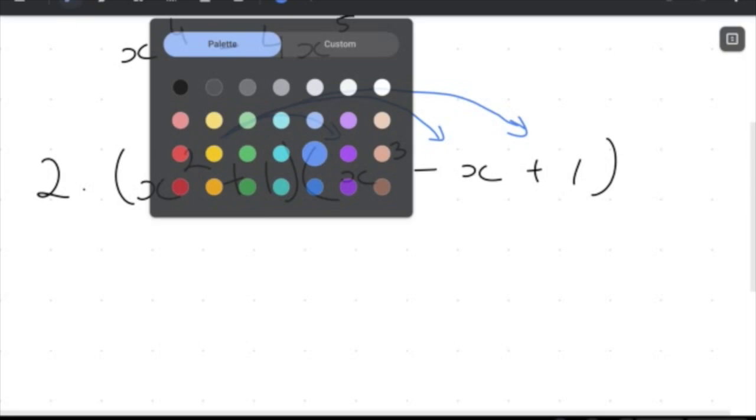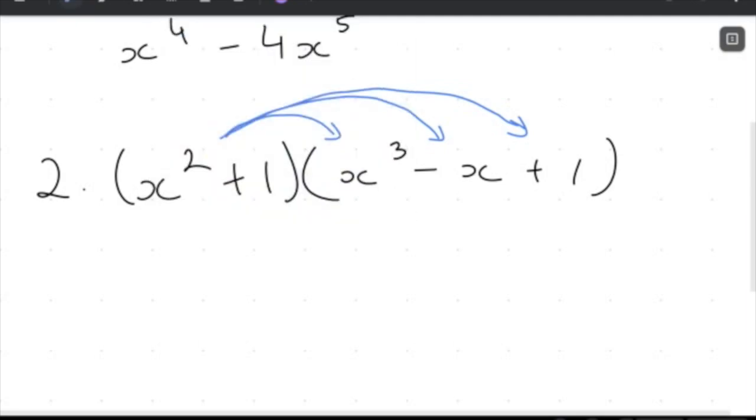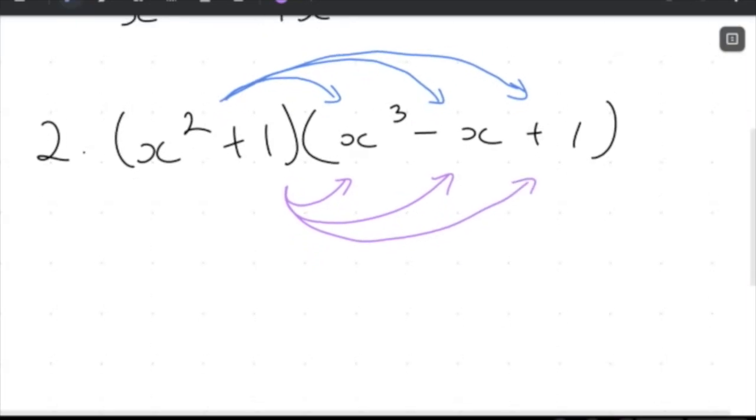Now, not only will I have that, my 1 term here has to interact with everything as well. So 1 is going to get multiplied by x cubed, it's going to get multiplied by x, and it's going to get multiplied by 1 at the end. These can get a little bit messy, especially when we start seeing a lot more terms, like with this bracket, we've got 3 terms. So we have to go slowly and carefully as well.